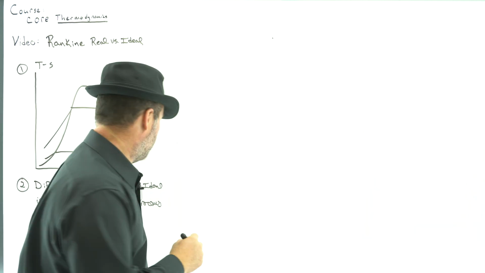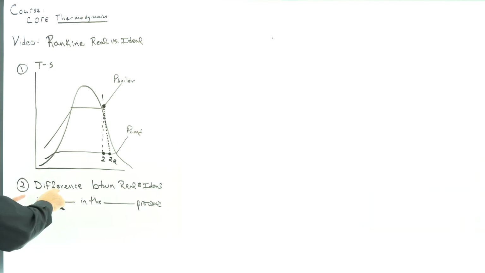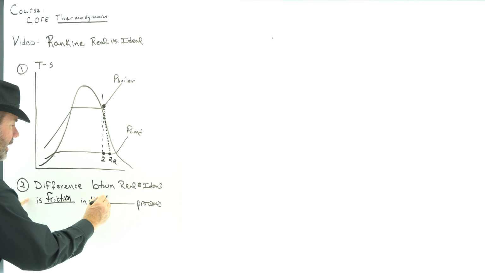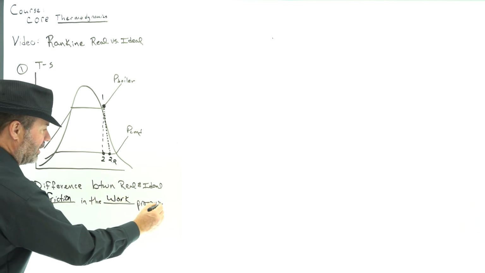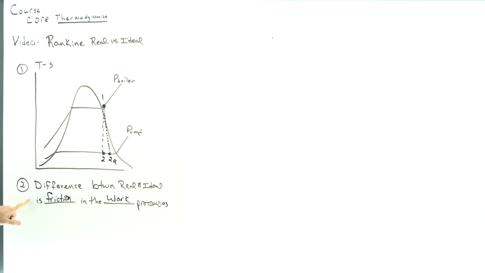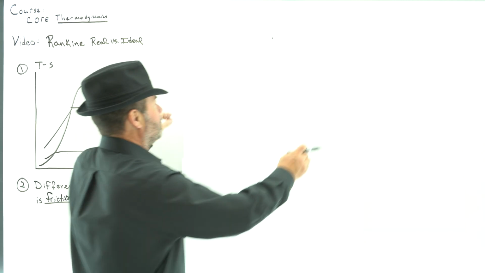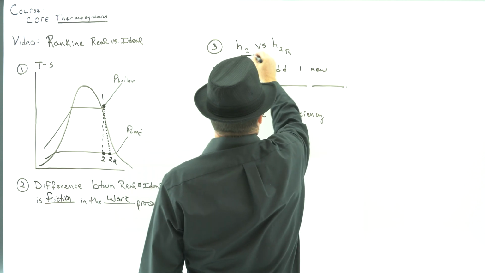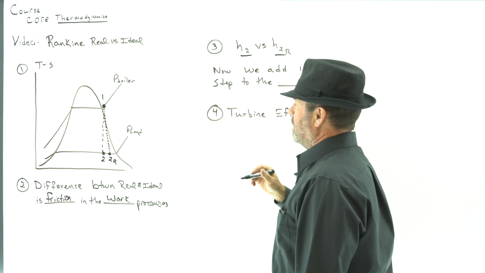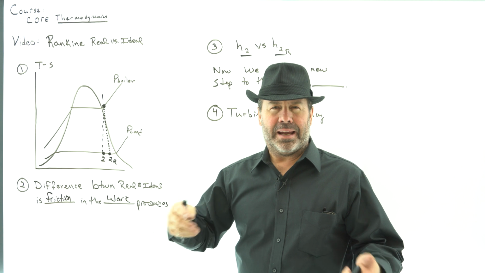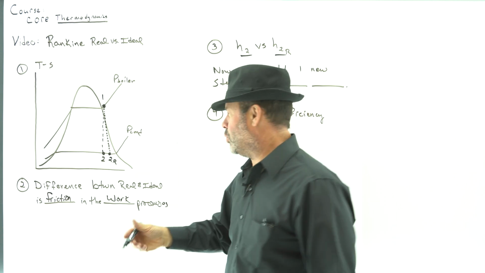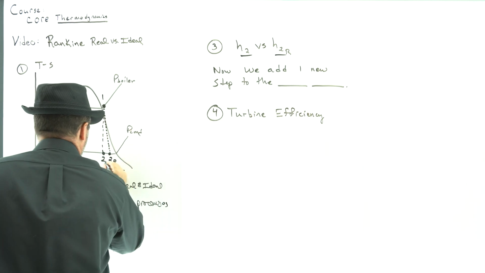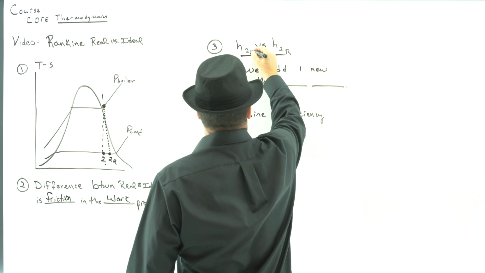Now how do we find point 2 real? Oh, we better finish this sentence. The difference between real and ideal is friction in the work processes. So how do we account for that? Well, let's take a look. What's the difference between H2 and H2 real? Another name for H2 would be H2 ideal, and then H2 real. Let's go ahead and do that. H2 ideal and H2 real.